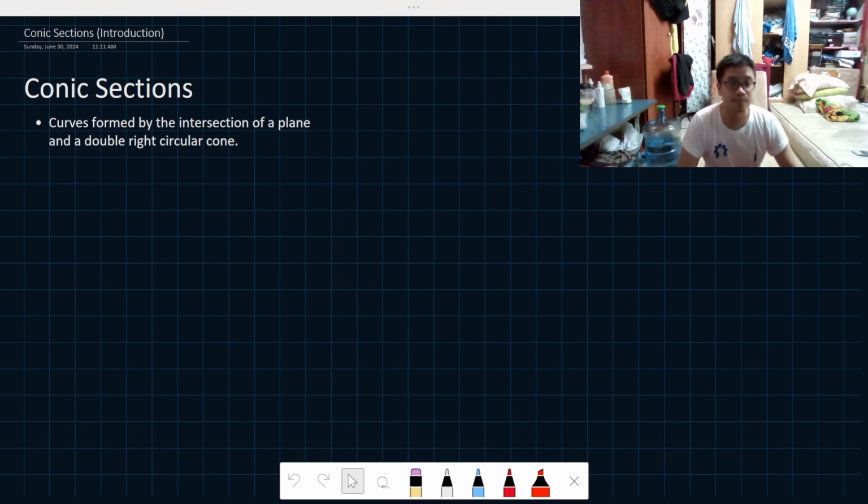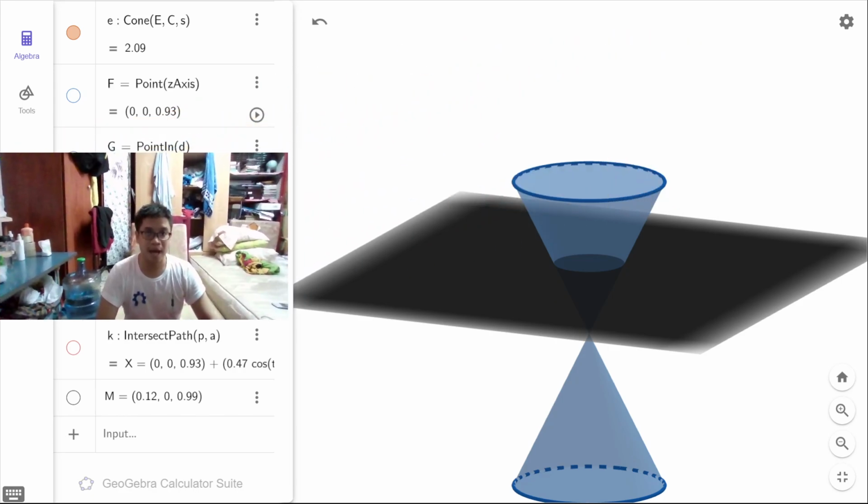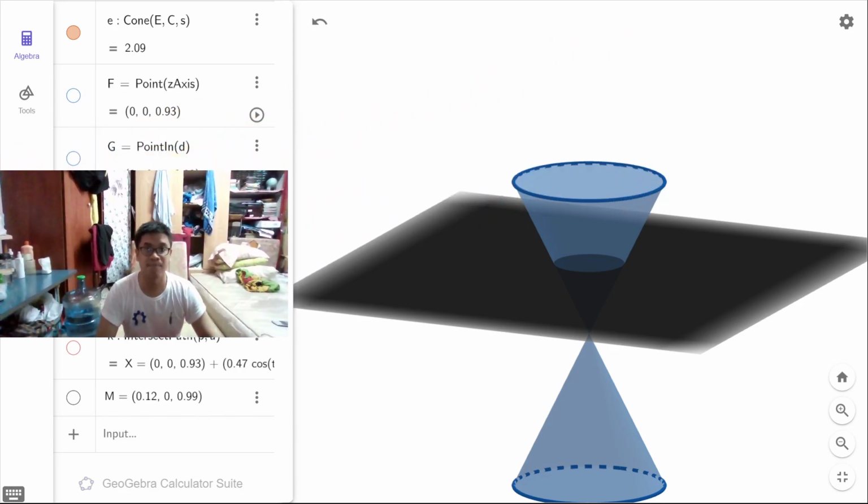All right, here. First one. So here I have a demonstration that I made by myself. So we have two shapes once again. Here, if you see a black rectangular shape, that is a plane. If you see these circular cones, this is a double right circular cone. It is double because there are two circular cones.